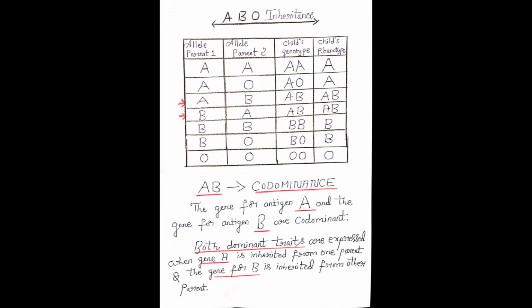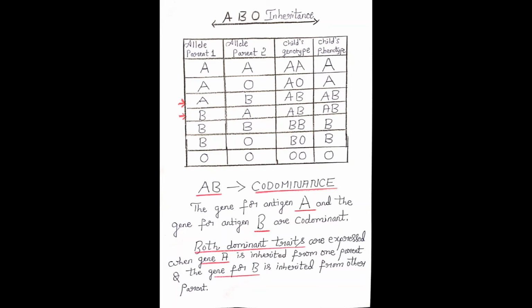Next, observe ABO inheritance pattern. So we already discussed if the blood group from parent 1 and parent 2 are A, then child's phenotype is also A. And if parent 1 is A, parent 2 is O, then the possible outcome is A. But observe the third and fourth, both are dominant. A is also dominant, B is also dominant. So both the characters are expressed. The child's phenotype is AB.